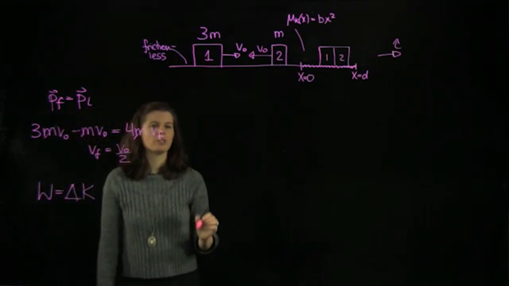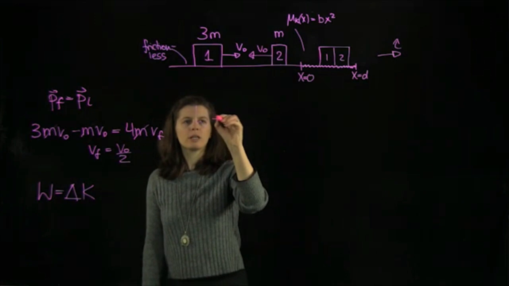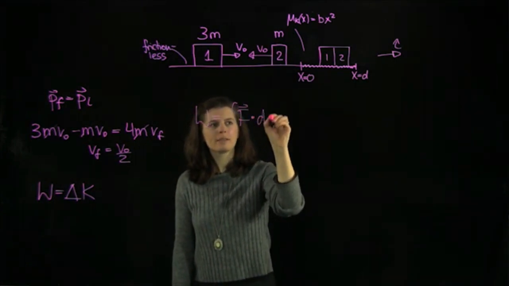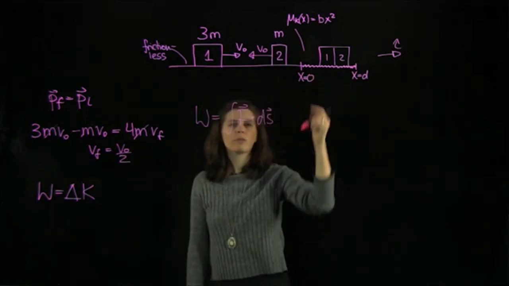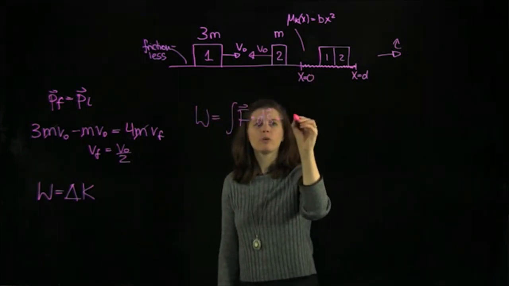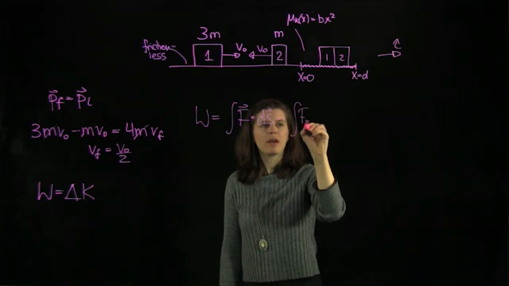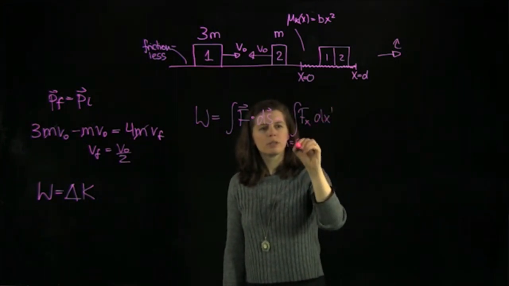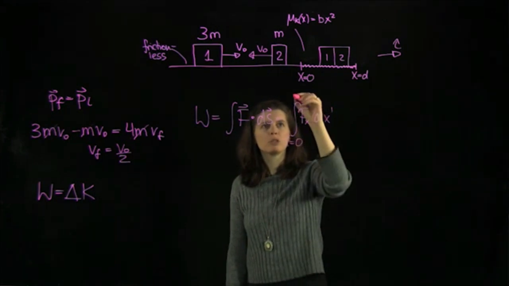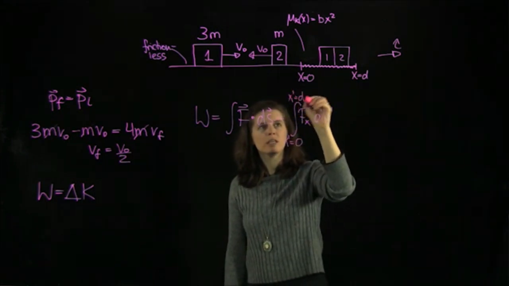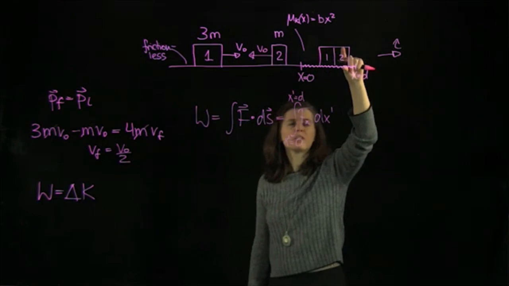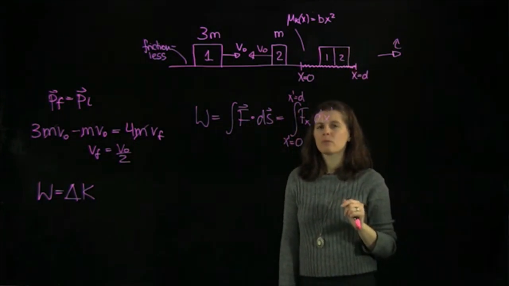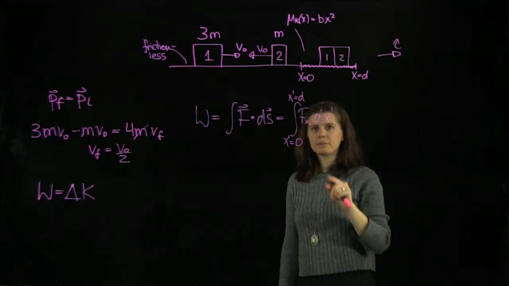Let's look at the work first. Work is the integral of F dot ds. And we're dealing with a one-dimensional problem here, so we can just write Fx dx. And we want to have this run from 0 to d. I should say here that this block eventually comes to rest at x equals d. We're going to use that in a second.